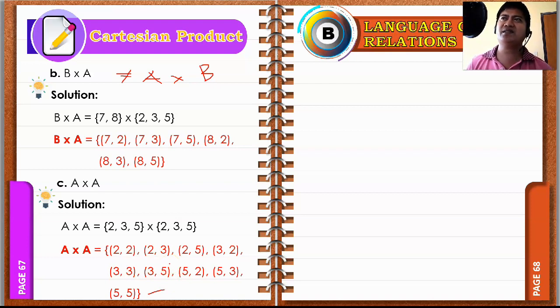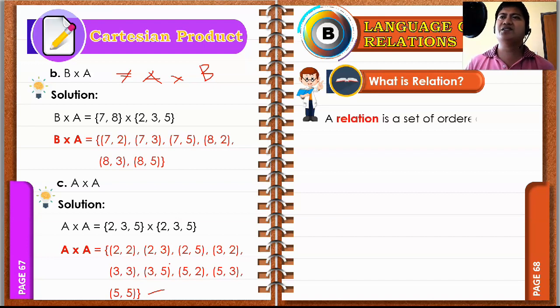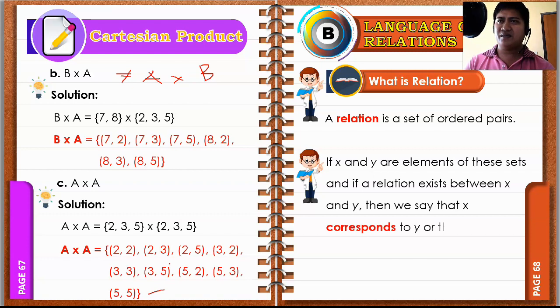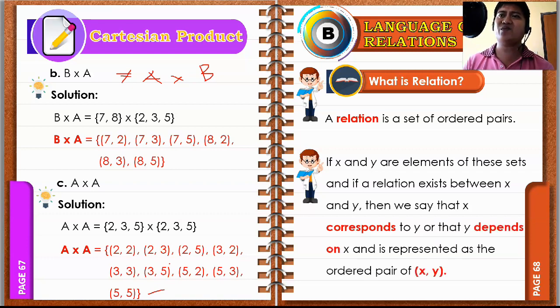So the next is the language of relations. We're done with the language of sets. We need to understand all of those important terms in sets so that we can better understand the language of relations. So what is a relation? A relation is a set of ordered pairs, so it's a connection with our previous topic. If x and y are elements of the sets, and if a relation exists between x and y, then we say that x corresponds to y, or y depends on x, and it is represented as the ordered pair (x, y).